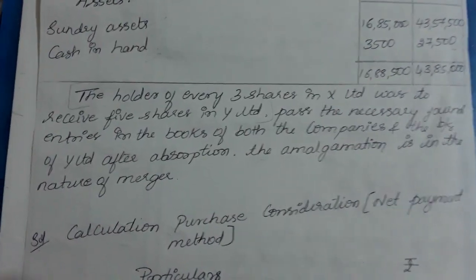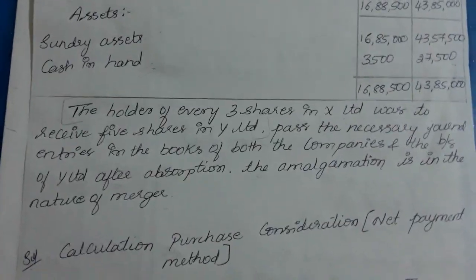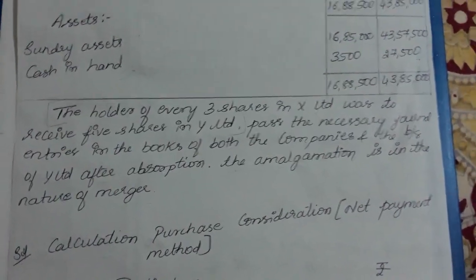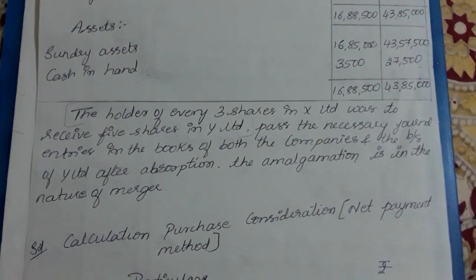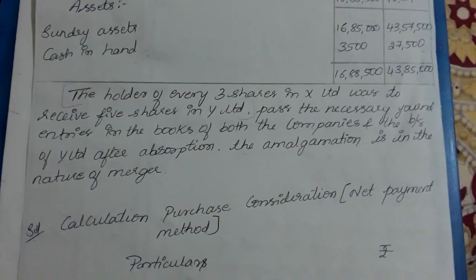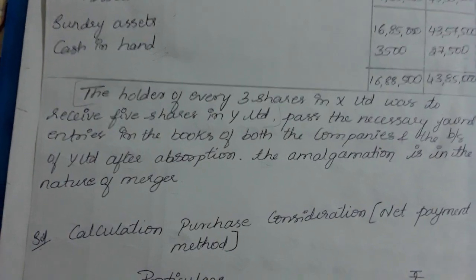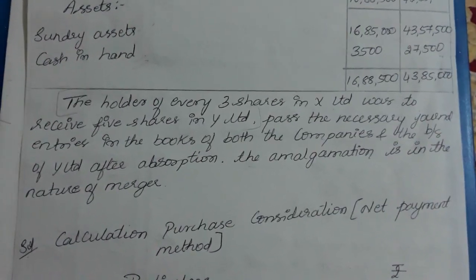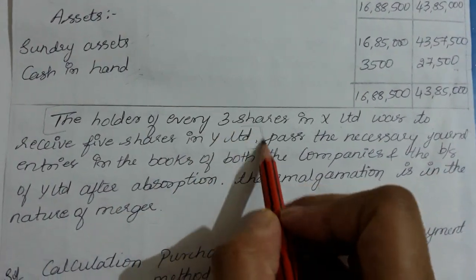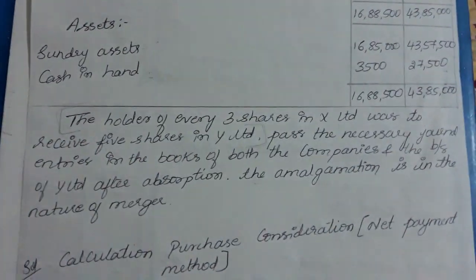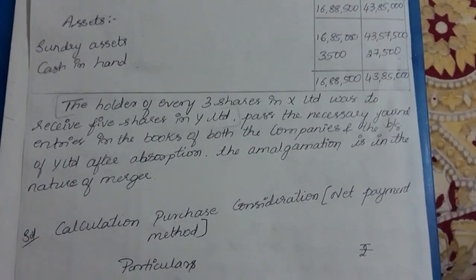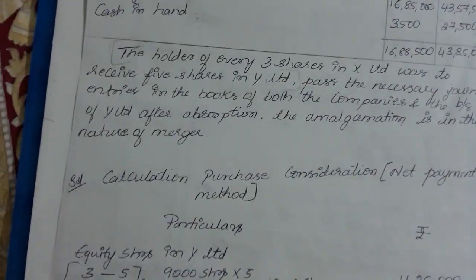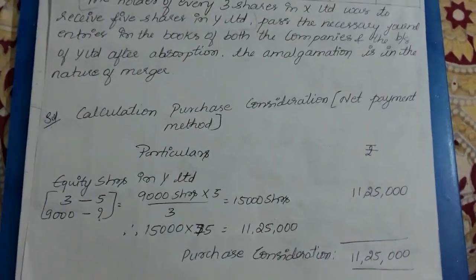So for calculating the purchase consideration, we need to see whether it is the net asset method or the net payment method. Here in the adjustments they are not given anything regarding assets' market value or something like that. They have already given the discharge of PC, so we will be taking this as the net payment method. So to calculate the net payment method, we will be seeing what the purchase consideration is.